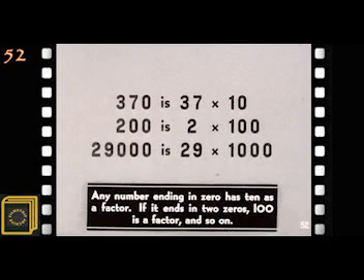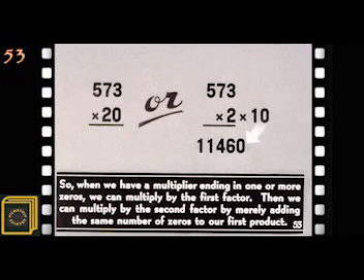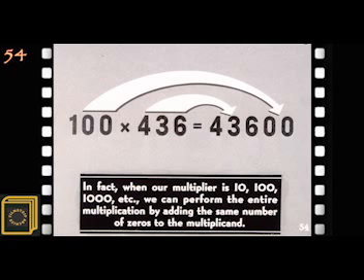Any number ending in 0 has 10 as a factor. If it ends in two zeros, 100 is a factor, and so on. So, when we have a multiplier ending in one or more zeros, we can multiply by the first factor. Then we can multiply by the second factor by merely adding the same number of zeros to our first product. In fact, when our multiplier is 10, 100, 1000, and so on, we can perform the entire multiplication by adding the same number of zeros to the multiplicand.